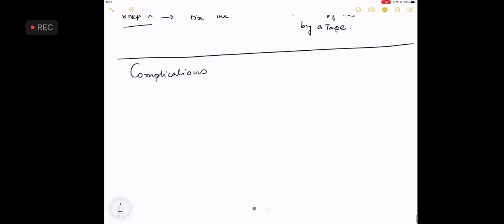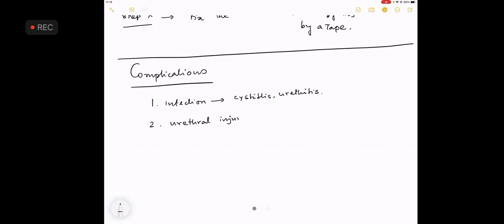The complications of a catheterization are number 1, infection. That means cystitis, urethritis. Complication number 2, urethral injury, which can produce stricture. Complication number 3, periurethral abscess formation.